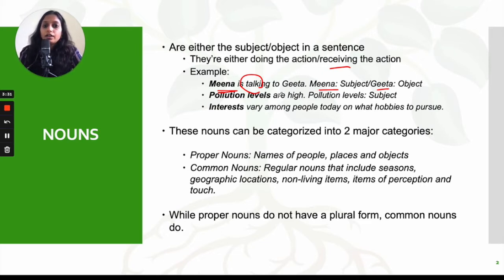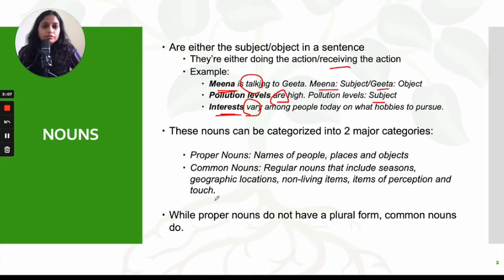Pollution levels are high. Are is the verb, A-R-E. Pollution levels is the subject. Interests vary among people today on what hobbies to pursue. Vary is the verb. Interests is the subject. Interests is a noun in this case. Okay, so that's how nouns exist.